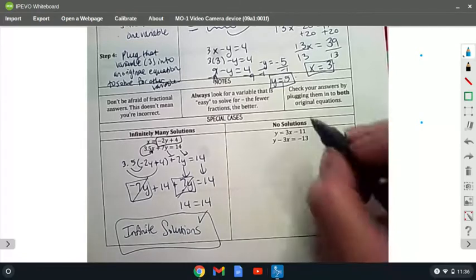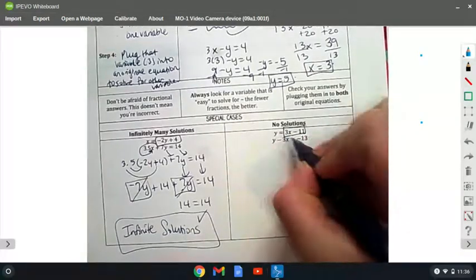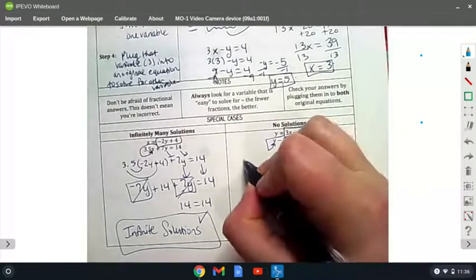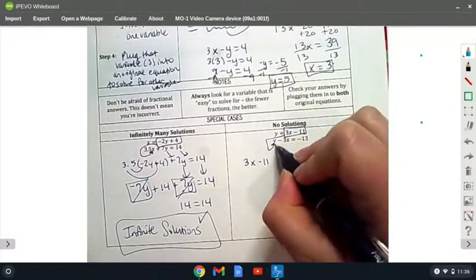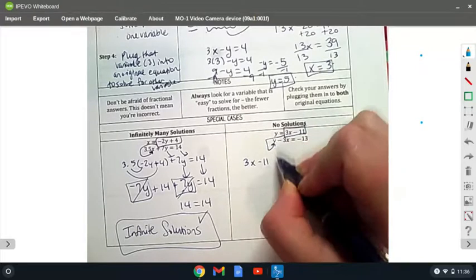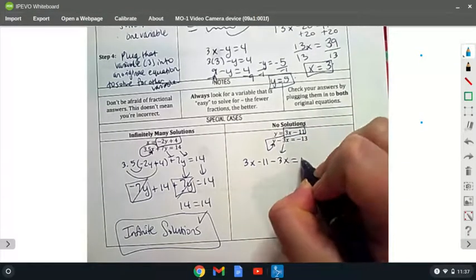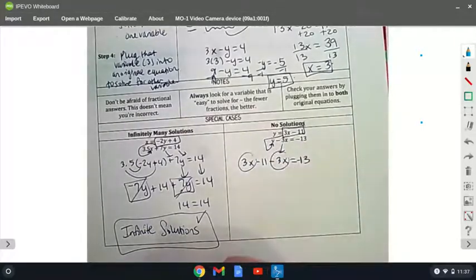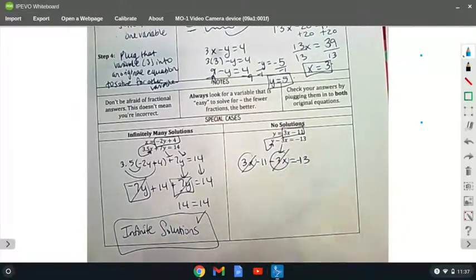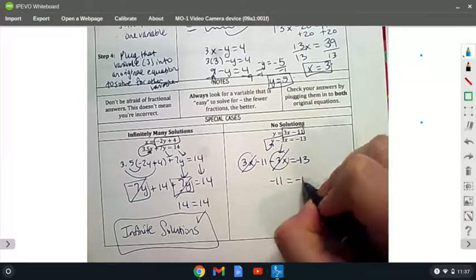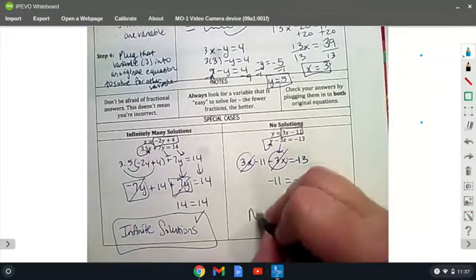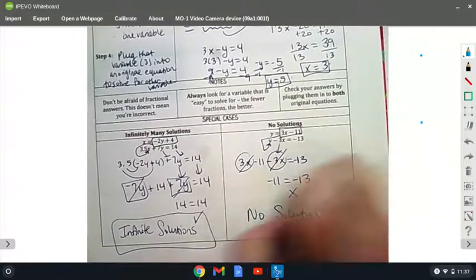Now this one over here, I have this expression equal to y, so I can take it and plug it in for y in the other equation. So I have 3x minus 11 going right in there for y. And then I have the negative 3x equals negative 13. So now I have 3x and negative 3x on one side. Those are like terms. Those cancel or add to be 0. I'm left with negative 11 equals negative 13. That's false. Those do not equal each other. So there is no solution.